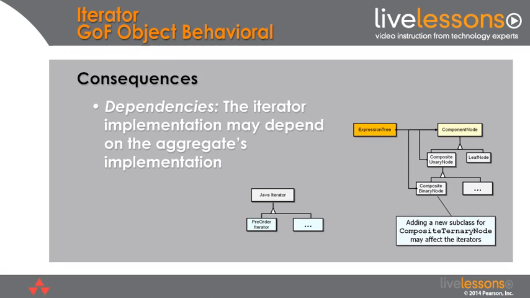Another potential downside with the pattern are the dependencies between the iterator implementation and the aggregate implementation. For example, if we add a new subclass to our composite, say composite ternary node, then that may affect the way in which the iterators have to be implemented. They probably have to take into account that additional piece of information that they would use. Now, it's not a big change, but it's going to require some modification to the iterators themselves.